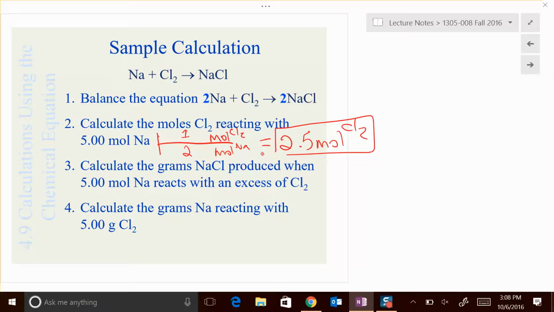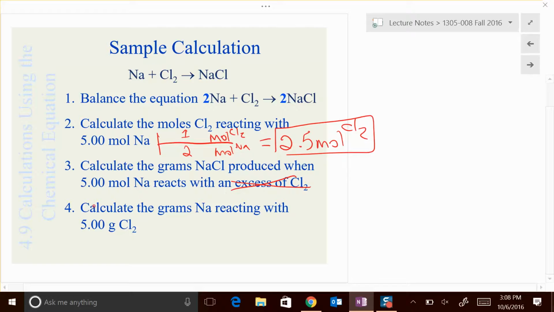So this 5 moles is what tells me how much sodium chloride I produce, because it's the one that runs out. Excess chlorine means it's not going to run out. There's too much of it. So that's why this is unimportant. We don't need to know anything about chlorine or include chlorine in the calculation because it's in excess.